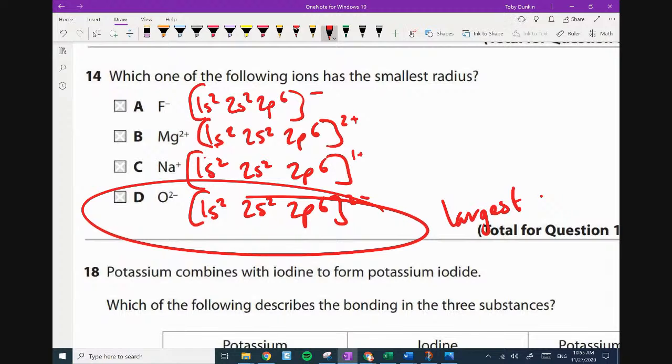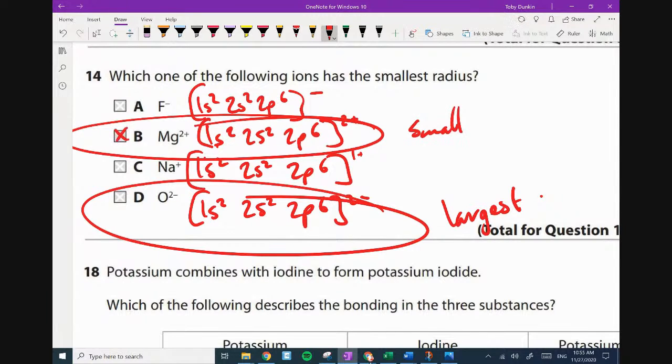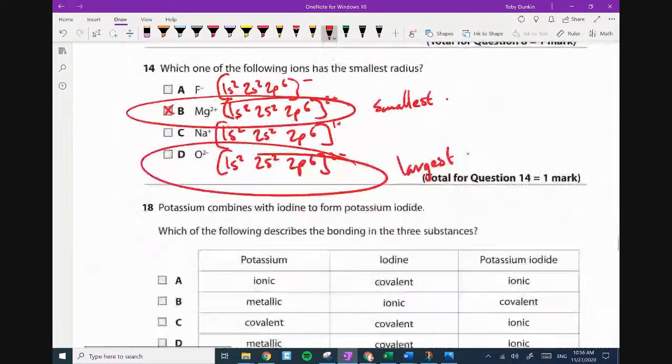And the smallest is going to be magnesium. They asked for the smallest, so go for that. I love that question. Really clever.